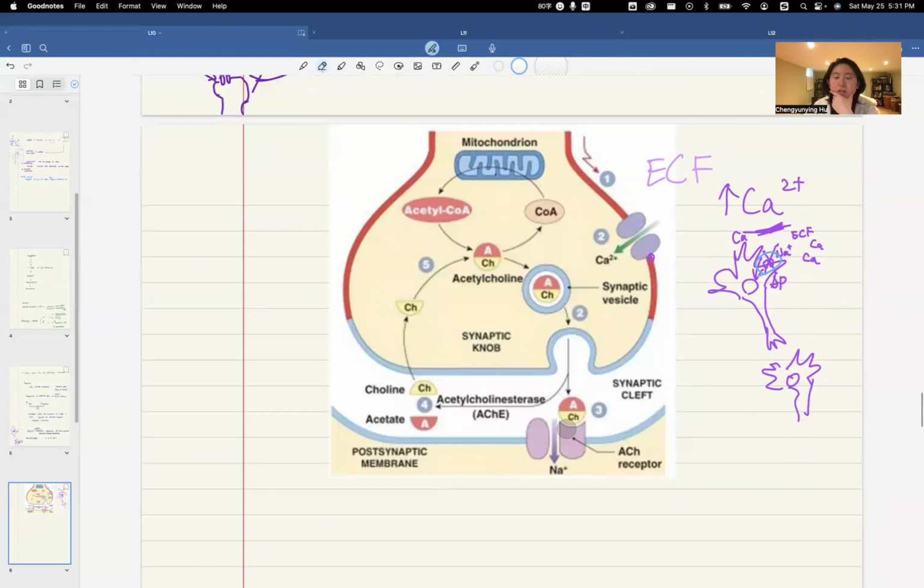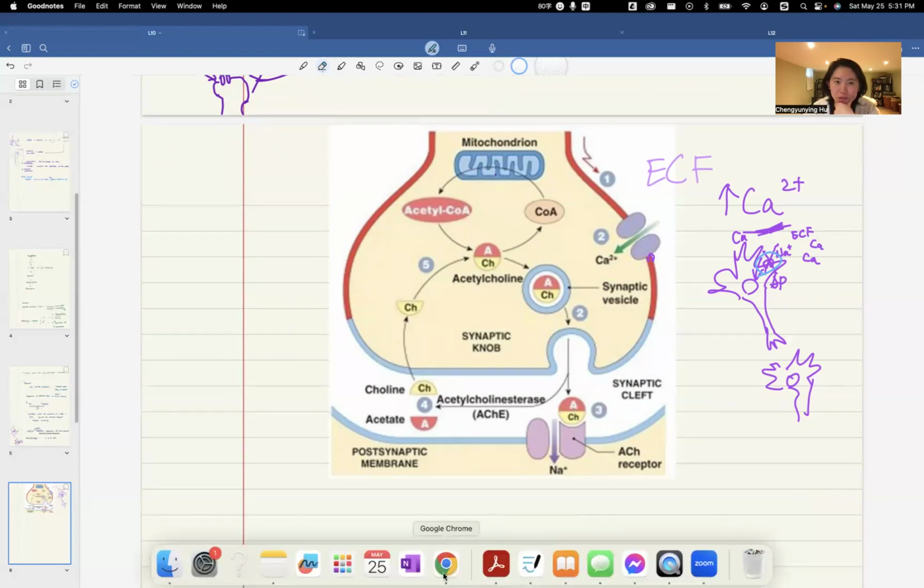No, but we're trying to decrease the amount of acetylcholine. Let me double check the medication. This is lecture 10.